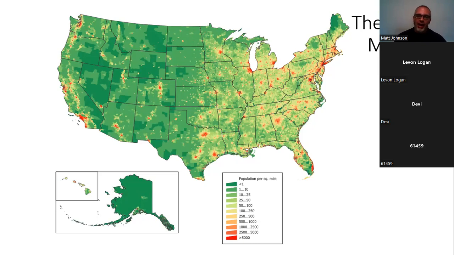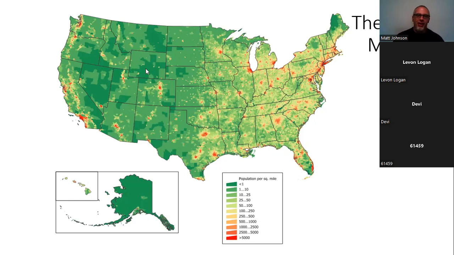What we have in our legend there is a color-coded system to show you the population per square mile across the United States. That dark green shade is showing you less than one person per square mile. I'll pick on Wyoming again, because we've been talking about Wyoming a lot. You can see there's a lot of dark green in Wyoming, where there's less than one person living in a lot of these areas. And that's all kind of averaged, right?